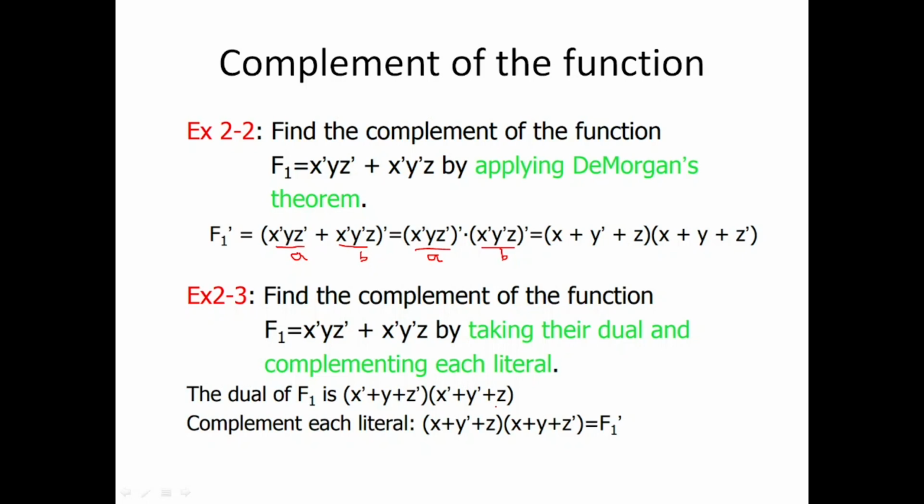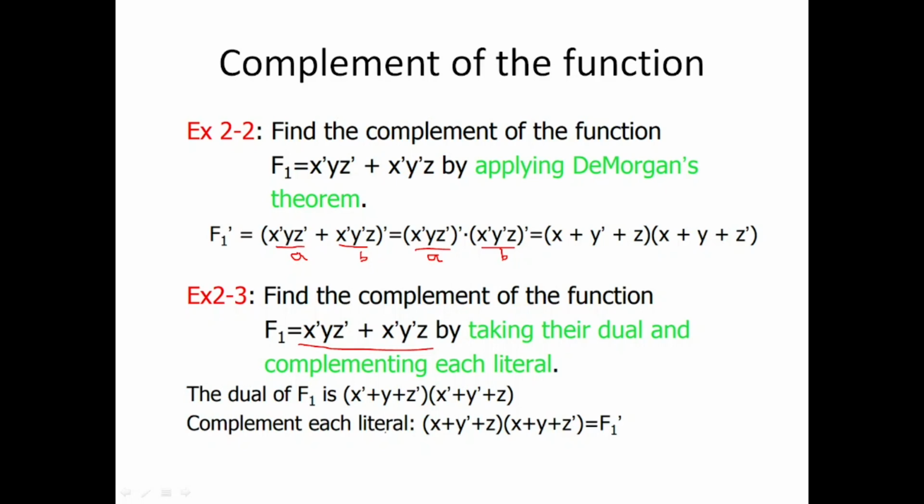So dual is interchanging of the operators, OR by AND, and 0 by 1, 1 by 0. In this Boolean function we don't have the binary values 0 and 1, so there is no possibility of changing the values 0 and 1 here. So here the Boolean function consists of the binary operators, and AND is interchanged with OR, OR is interchanged with AND.